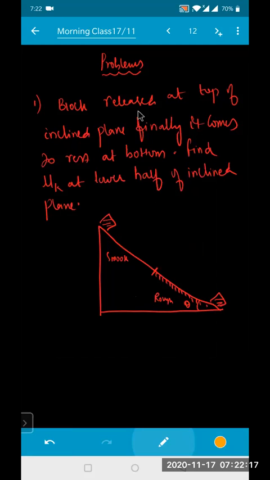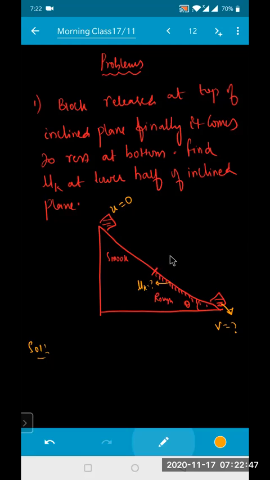See here, the block is released from the top. Released means initial velocity will be 0. The upper part is smooth, the lower part is rough. The moment it enters the rough surface, it has a velocity. When it reaches the ground, what is the velocity at the lowest position? That is one question he may ask you. Or he may ask what the value of mu k is, as it is in accelerated motion.